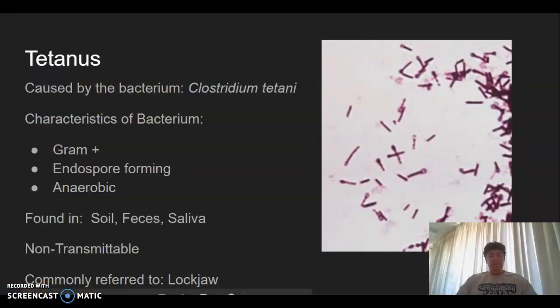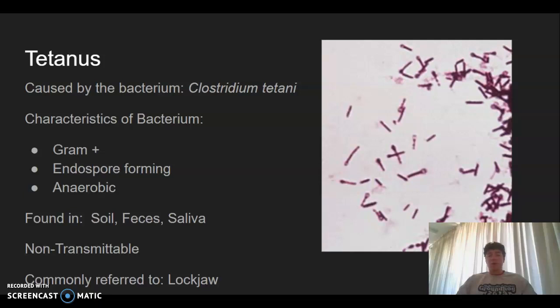Tetanus is caused by the bacterium Clostridium tetani, which is a gram-positive bacterium that forms subterminal endospores, meaning the endospores form on a single end of the bacterium, which causes them to appear drumstick-like, as you can see in the picture on the slide. And our book mentions that Clostridium endospores were able to be revived after being sealed in a test tube for 34 years.